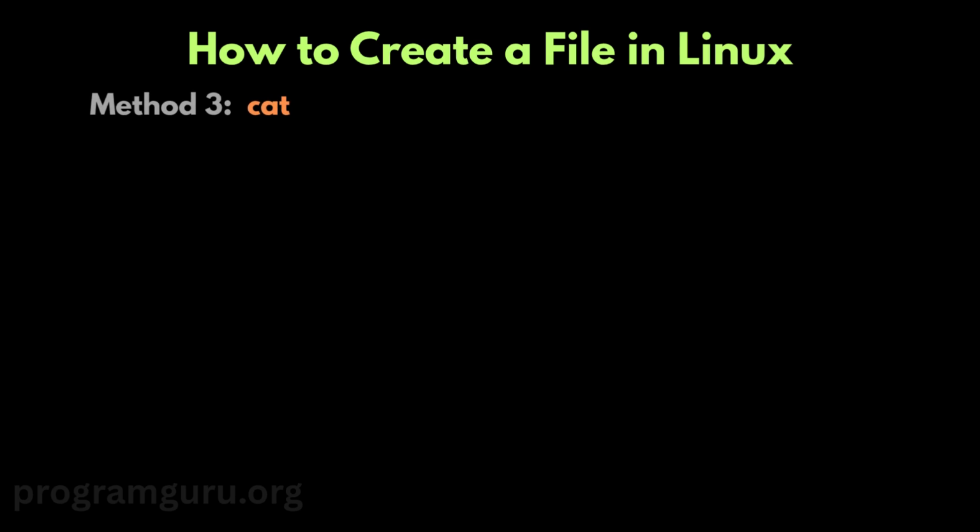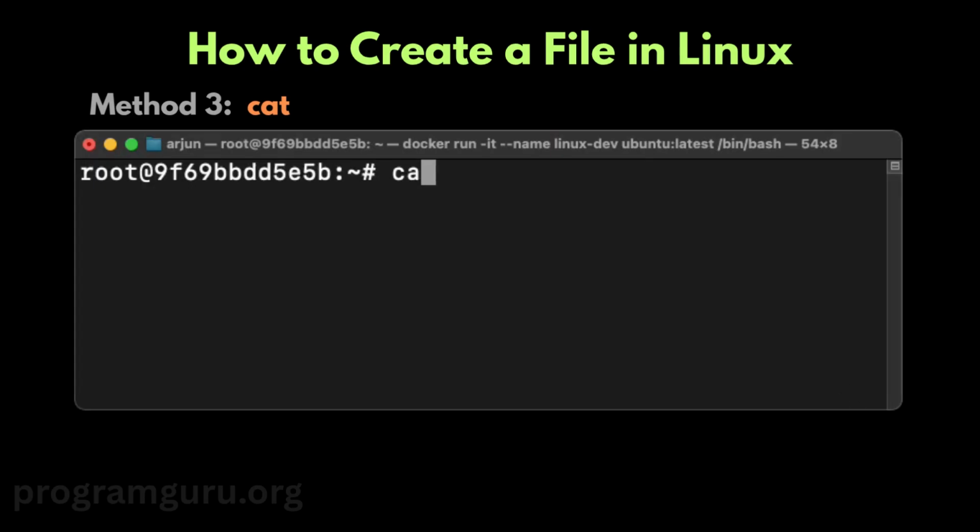Method 3. Using cat command to create and write. The cat command is another versatile tool. Let's create a file and write into it using cat > notes.txt. Now you're in input mode, type whatever you like, for example, this is my first Linux note. Once you're done, press Ctrl and D together to save and exit.